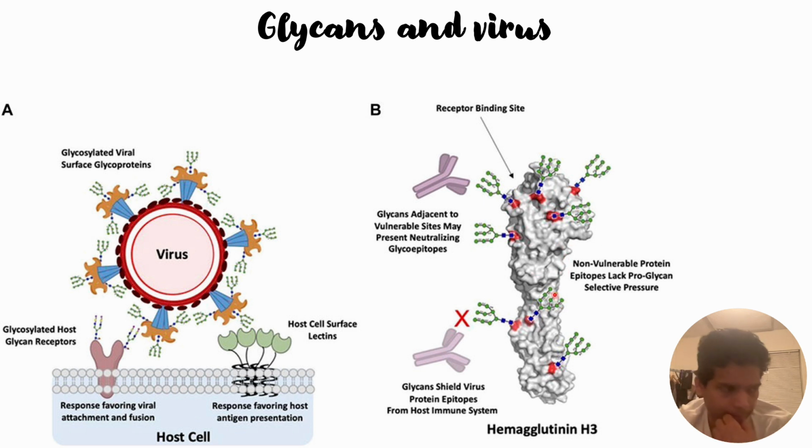And those epitopes, in most cases, are similar to the host epitopes. So the host immune system will not be able to distinguish whether these epitopes are self epitopes or non-self epitopes. So this could be one of the evolutionary ways by which viruses evolved, so that they can prevent themselves from the host immune response.